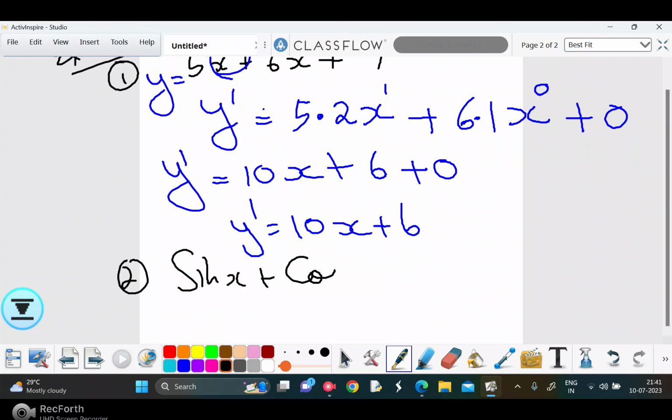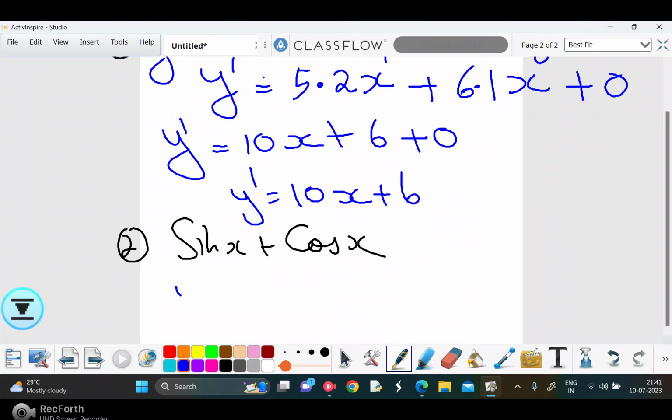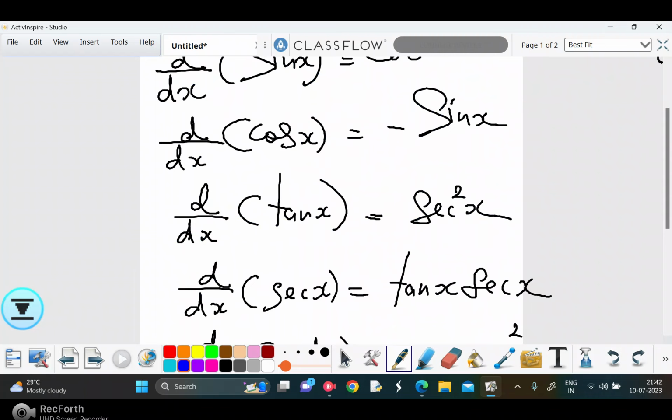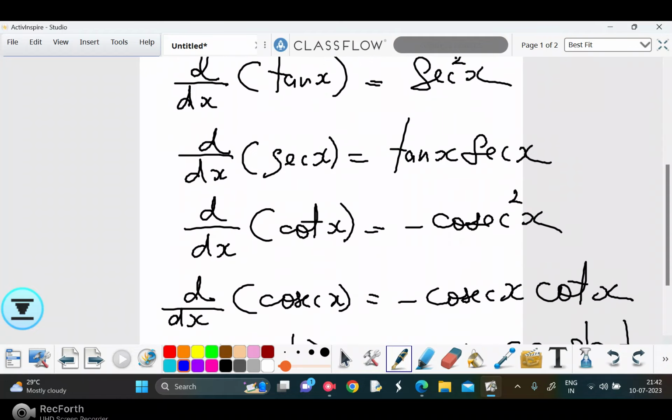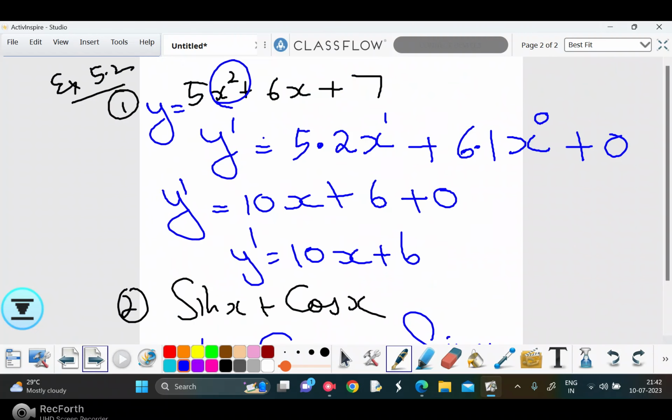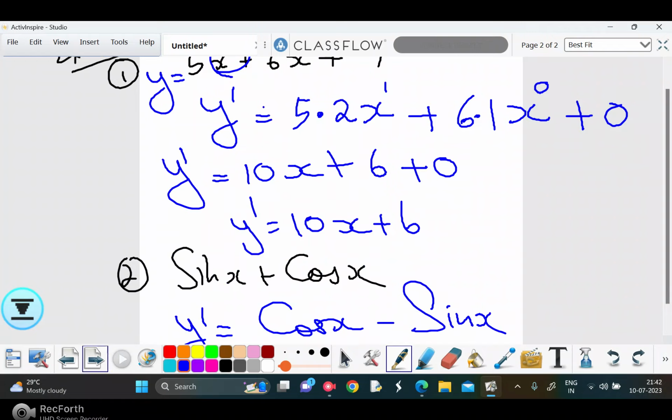Take down the next question: sin x plus cos x. How are you going to do this? y dash is equal to differentiation of sin x, which is cos x, plus differentiation of cos x, which is minus sin x. In the formulas I can tell you something, if you have confusion remembering where the minus is: wherever you see c, cos, cot, cosecant, you will always have a minus in the formula. I didn't mention that earlier, so I'm just telling you now. So y dash is equal to cos x minus sin x.